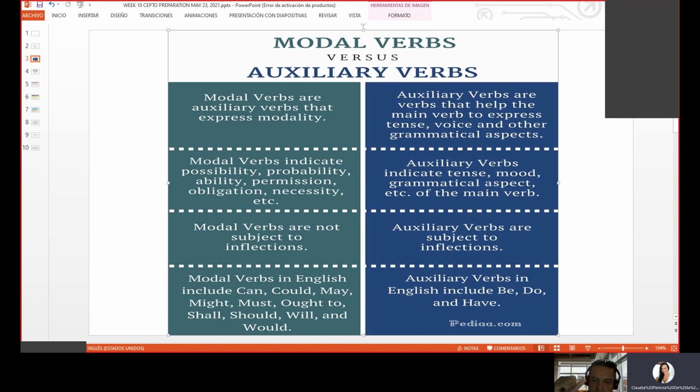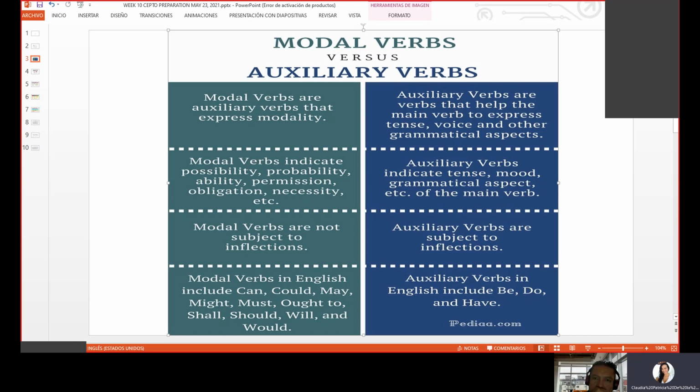Modal verbs are auxiliary verbs that express modality. Modal verbs indicate possibility, probability, ability, permission, obligation, necessity, etc. Modal verbs are not subject to inflection. Modal verbs in English include can, could, may, might, must, ought to, shall, should, will, and would. Good.